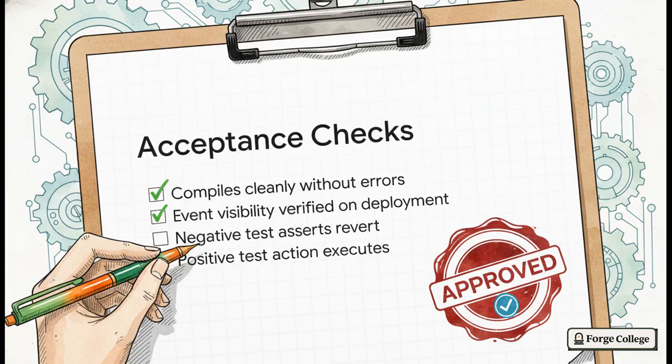So, before we can officially stamp this blueprint as approved, your local environment needs to tick off every single one of these acceptance checks sketched out here to prove the mechanics actually work. Think of it like the exciting final countdown right before a rocket launch. The contract absolutely must compile cleanly, the initial events have to be visible on deployment, and both your negative and positive tests must pass with flying colors. It's your ultimate quality assurance checklist.